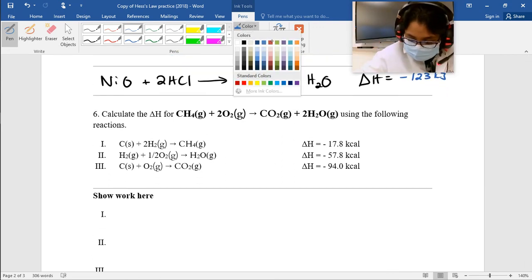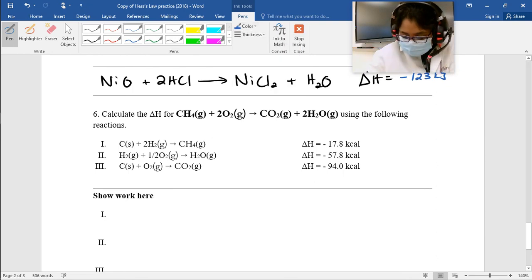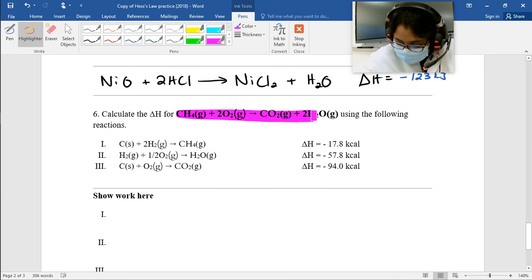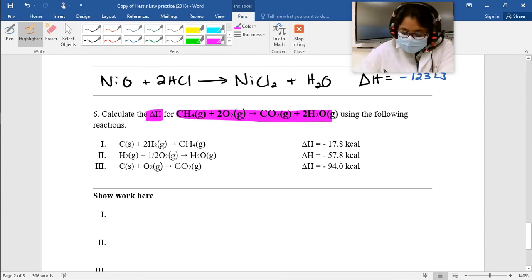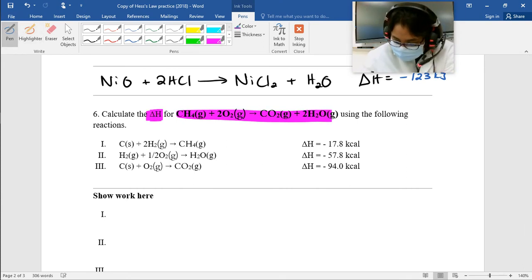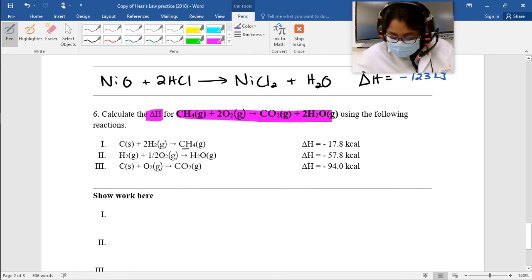Let's look at this one. Purple. Calculate the delta H for this equation. We're looking for that. So let's look at the first equation. Does the equation have something we want? Yes, it does. We want the CH4. Is it the correct number of things? Yes, it is. Is it on the correct side? No, it's not. So we must reverse.